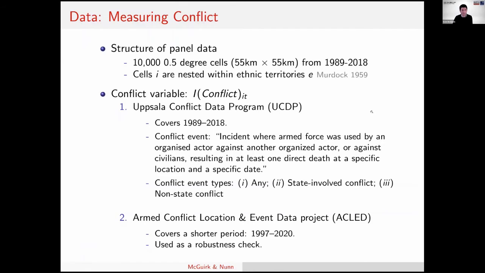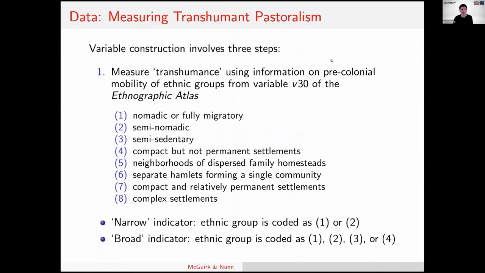So how do we measure transhuman pastoralism? There are three steps involved. The first step is that we want to measure transhumance, the seasonal migration. For this, we're going to use information from the Ethnographic Atlas. The variable V30 tells us something about the mobility of ethnic groups. There are two ways to do this.